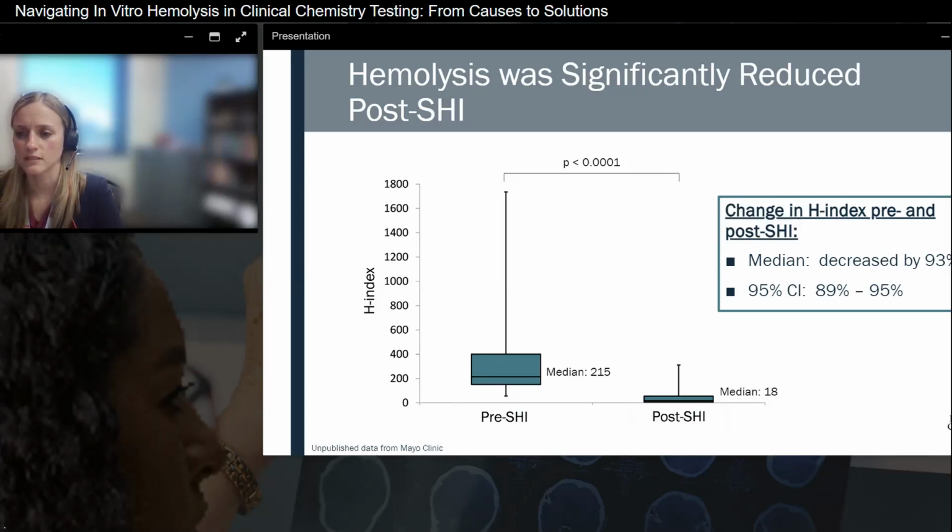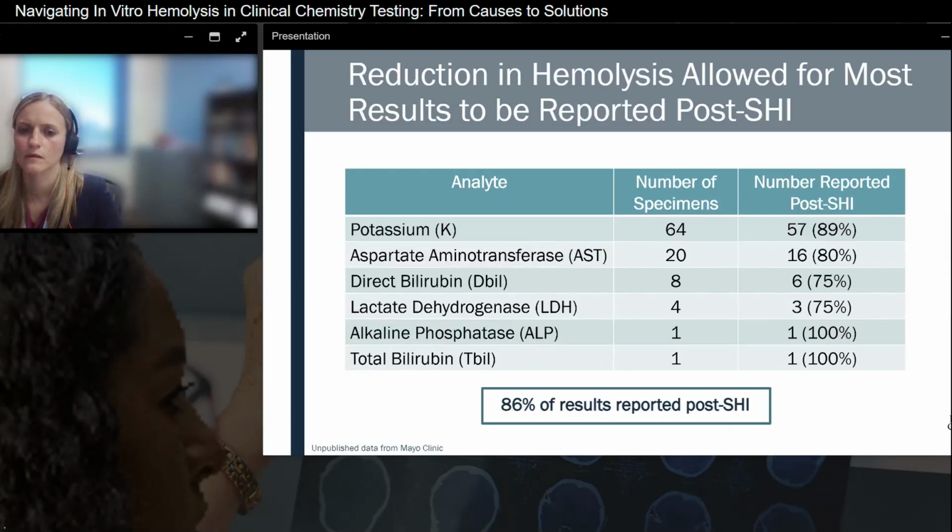However, does this significant decrease in hemolysis lead to more results being reported and the patient being ultimately redrawn fewer times? To phrase it another way, how many specimens had hemolysis below the acceptable threshold after the implementation of the special handling instructions? It was ultimately determined that the significant reduction in hemolysis led to the auto verification and reporting of most results. Overall, 86% of the results were able to be reported automatically post special handling instructions due to the decrease in hemolysis.